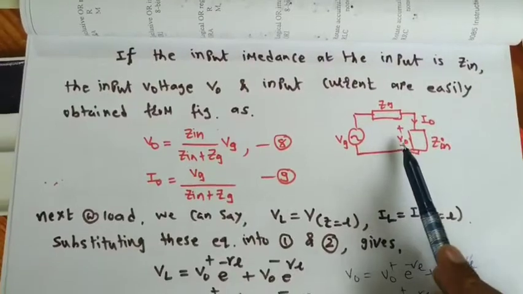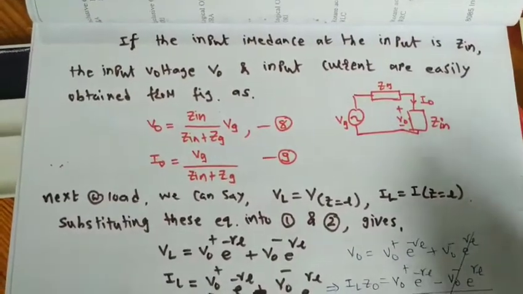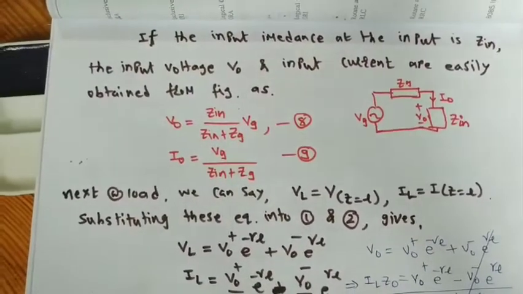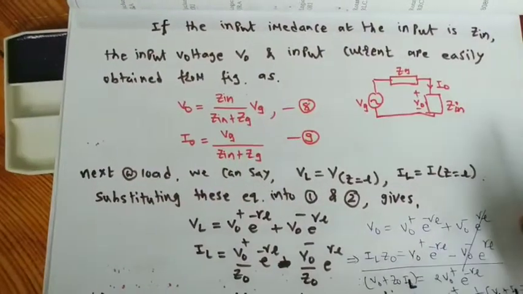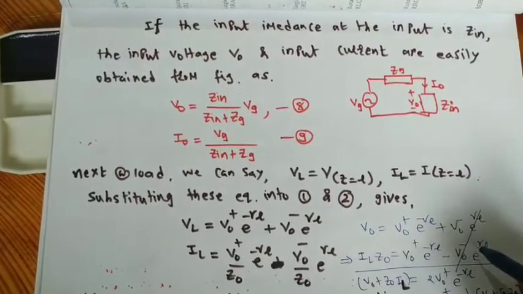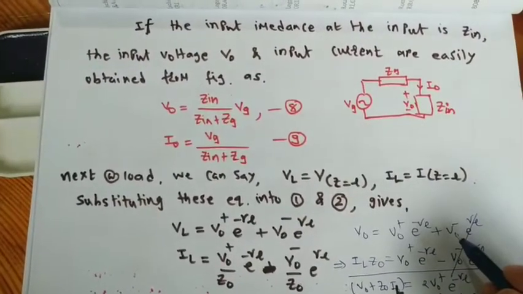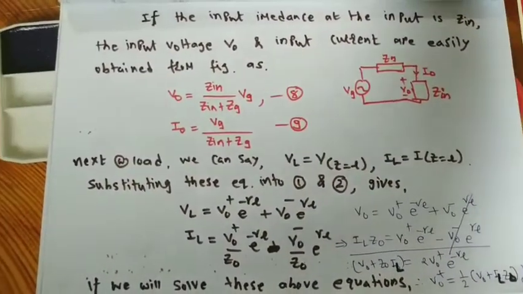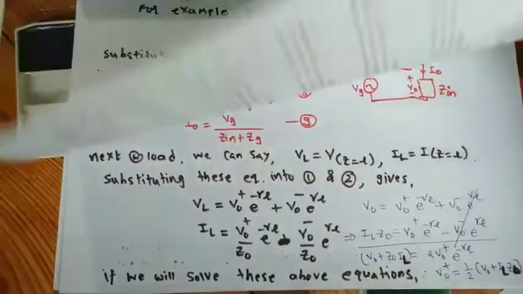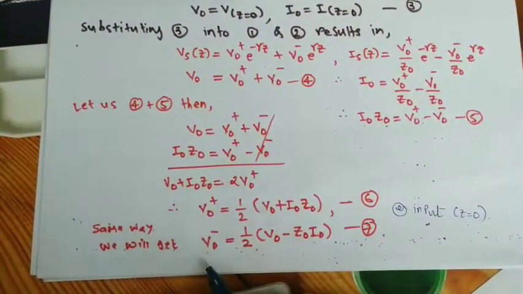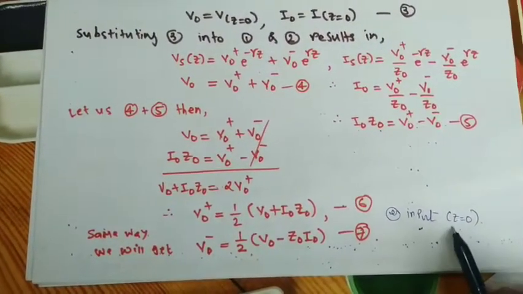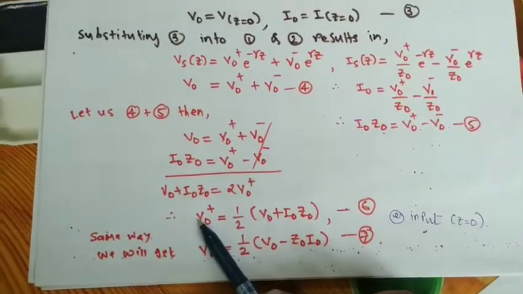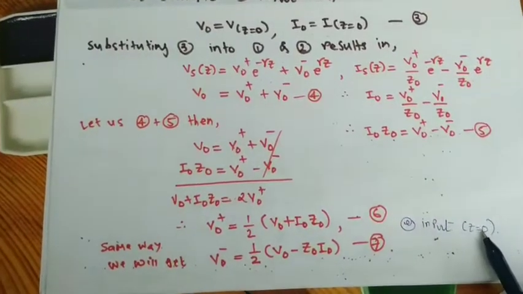Next we will find out the equations for the input impedance at the load side. As we have already seen, for obtaining the relation at the source side we have V0 plus and V0 minus at z equal to 0. Now we will try to obtain the same kind of expression for z equal to L length.